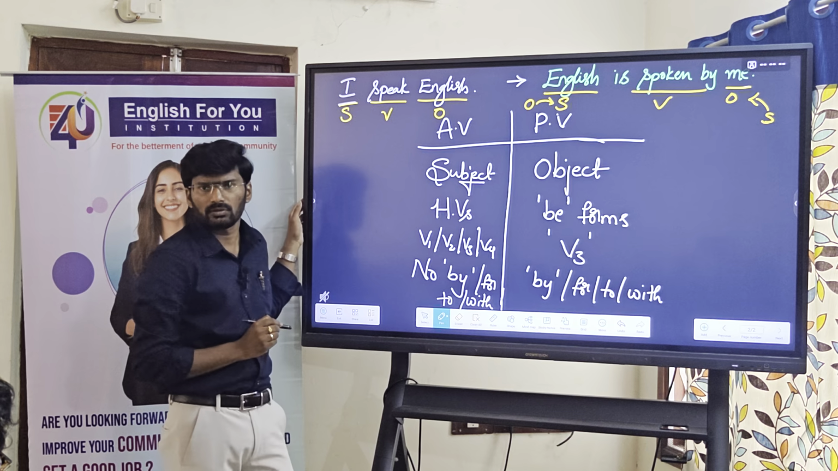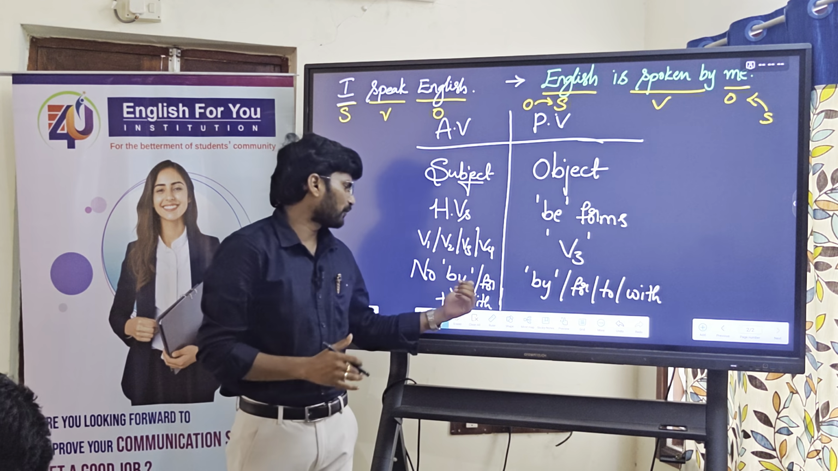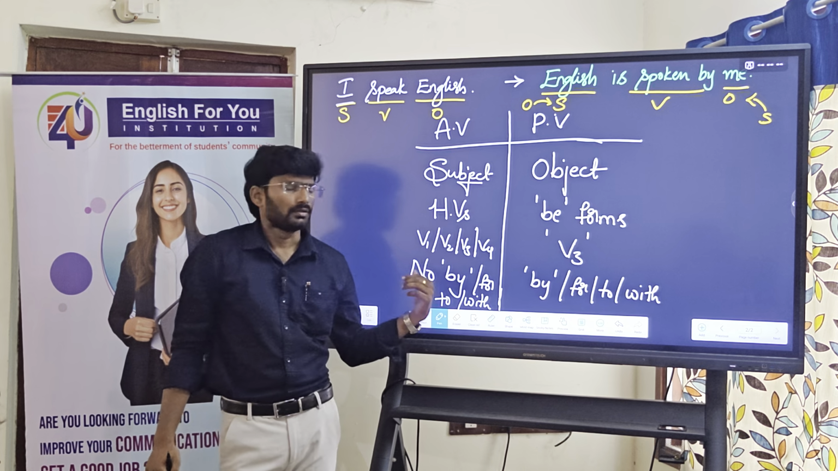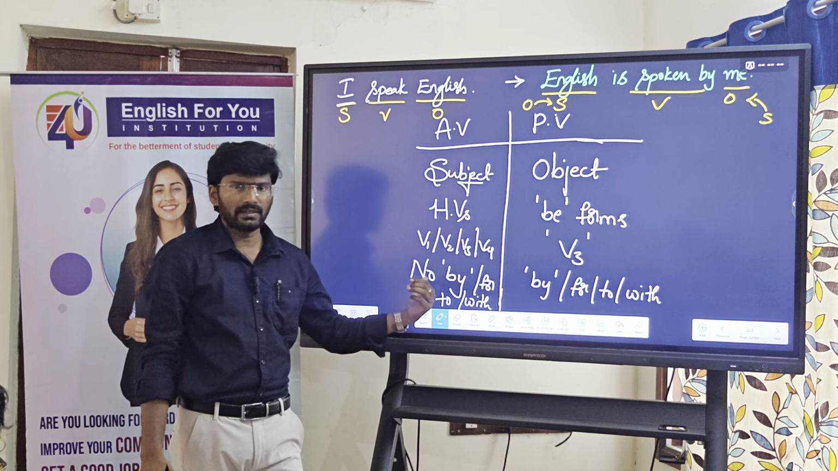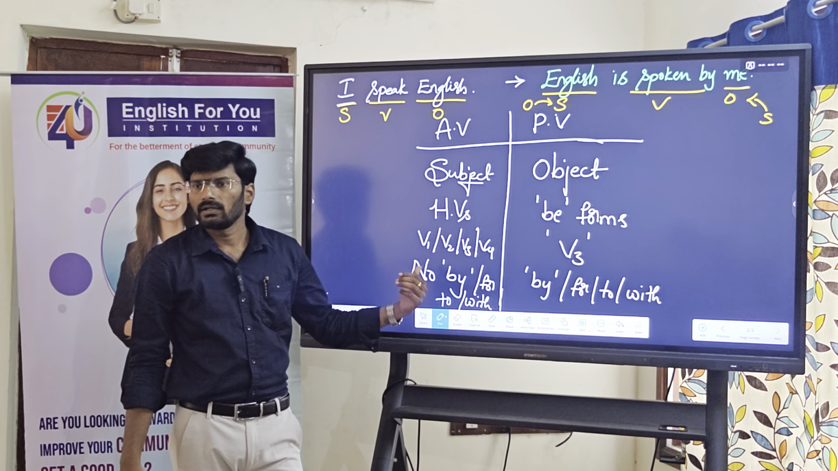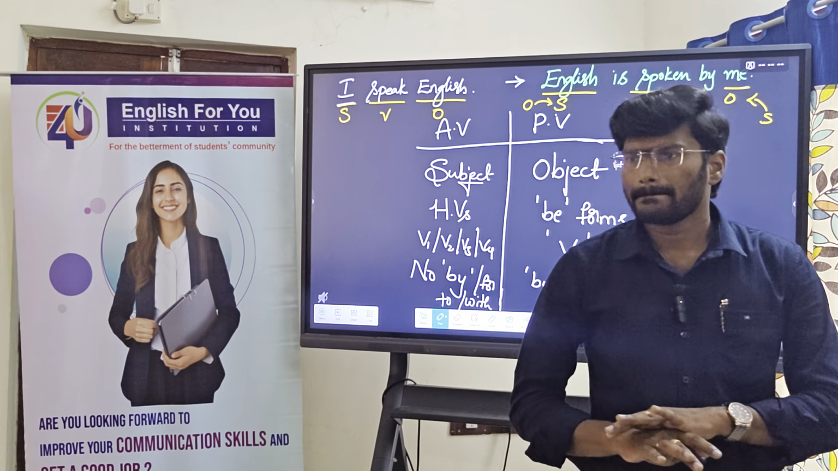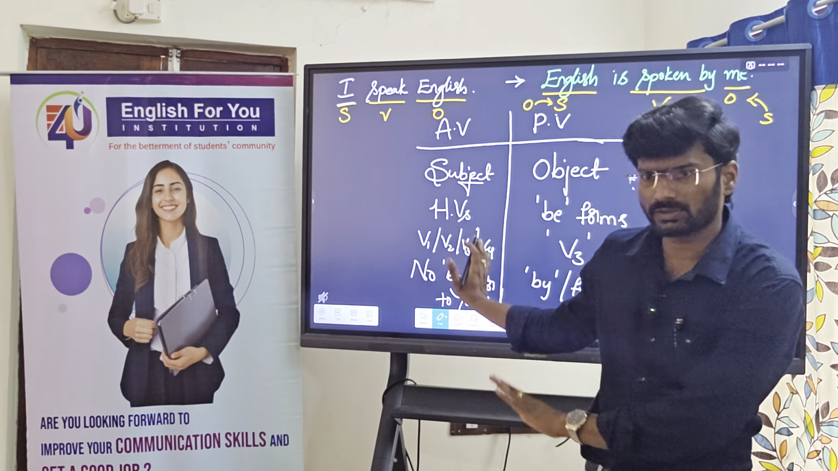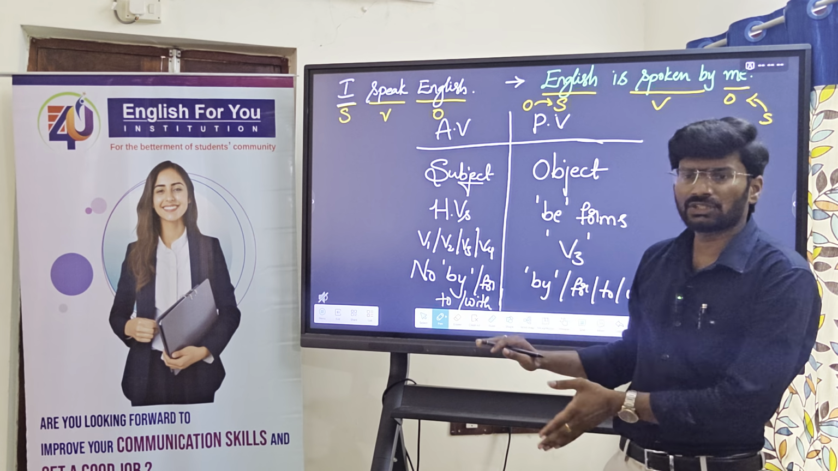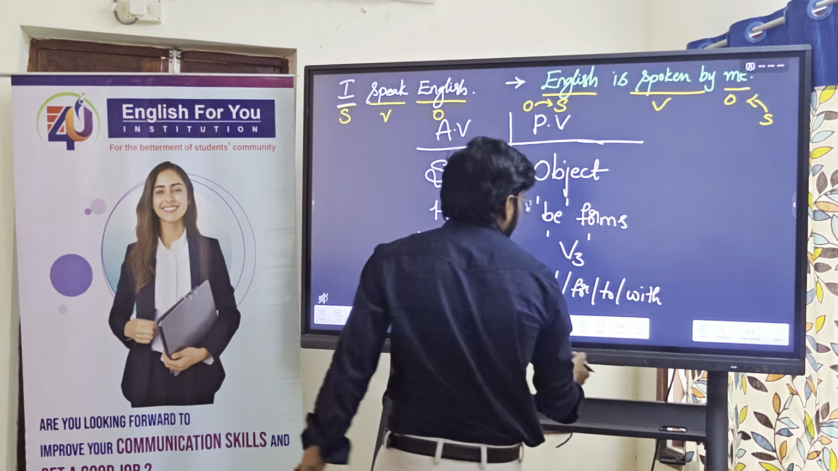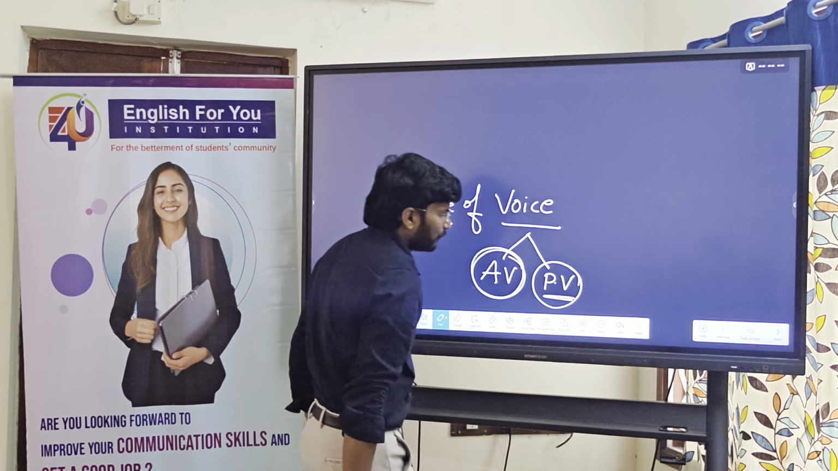Whenever you are using "by", of course you may also use "for", "to", "with". But nowhere will you find "by" in active voice. Is it clear? Yes, sir. Are you sure? These are the main differences first. By using this we are going to take simple tenses and change them from active voice into passive voice.